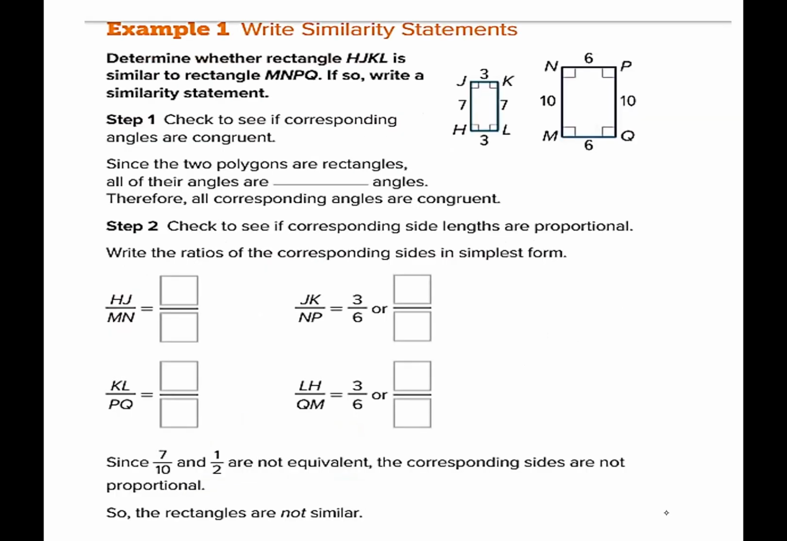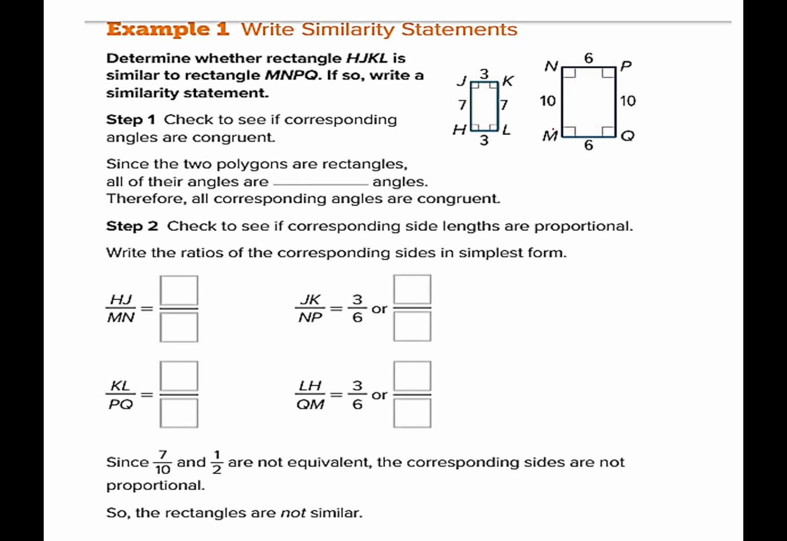So, in this type of question, if he is asking us, are these two polygons or rectangles similar? As I said, you have two things to prove. The angles should be equal and the sides should have a constant ratio, or should be proportional. Look at this. First thing, yes, the angles are equal because all the angles are right angles. So the angle in rectangle JKLH equals the angle in NPQM.